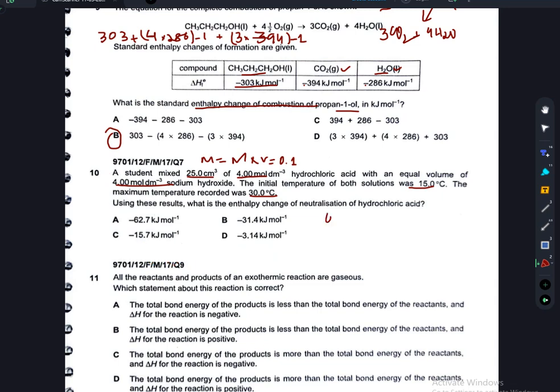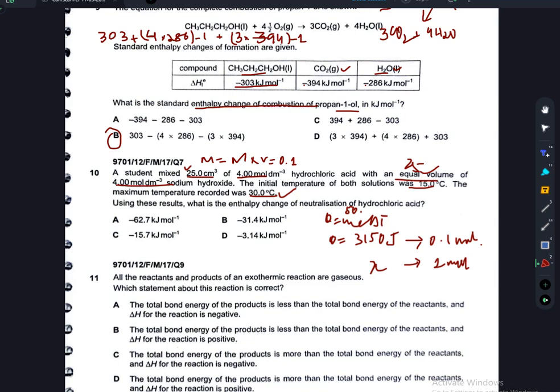Okay. Q is equal to mcΔT. So this is what, 3150 joules. I apply what mass? Mass is 25 plus equal volume, so 25 plus 25, 50 is the mass. C is 4.18. Temperature difference is 15. So you would get 3150 joules for what? 0.1 mole. 0.1 mole, I am to calculate for 1 mole.